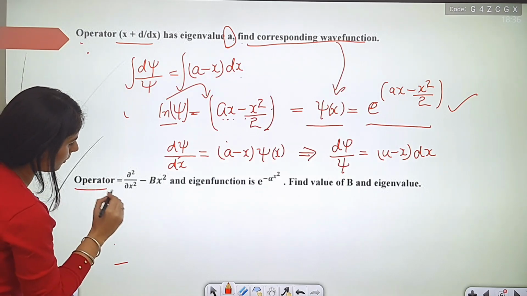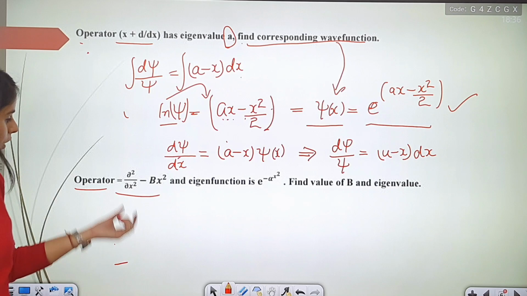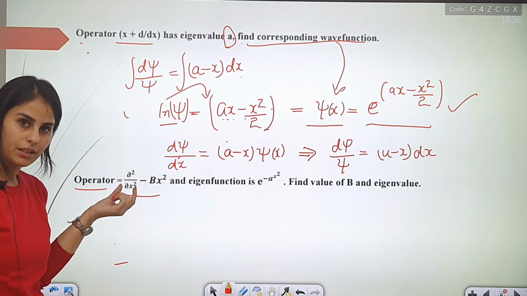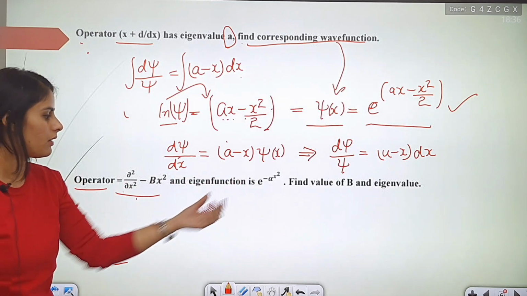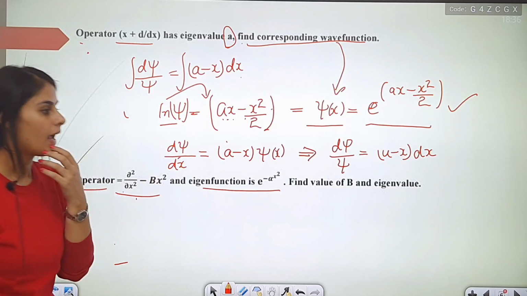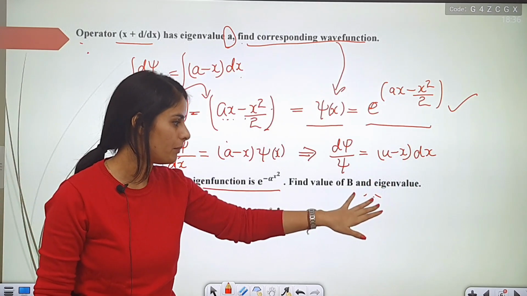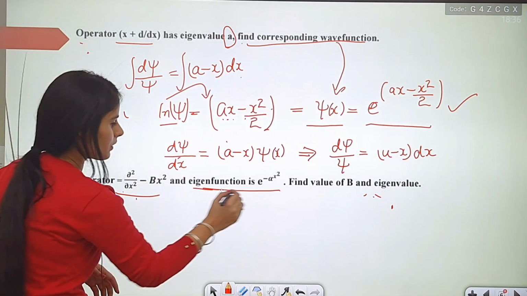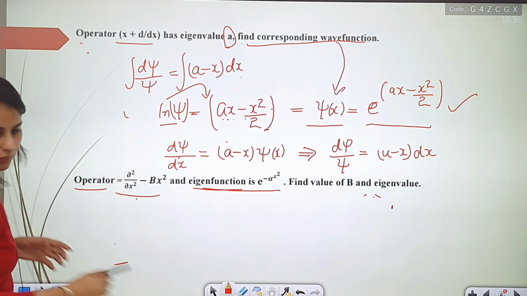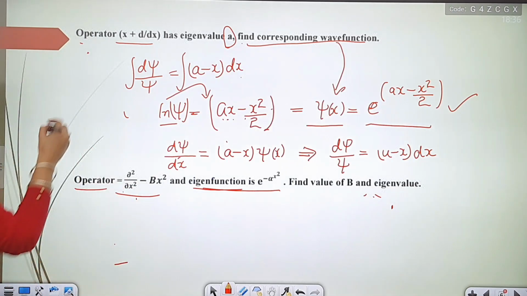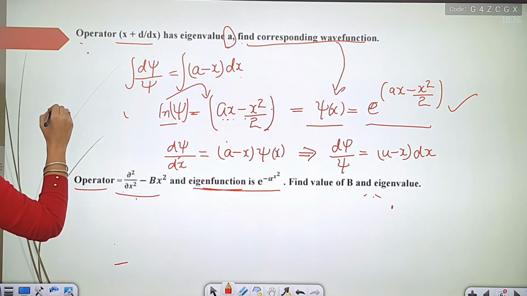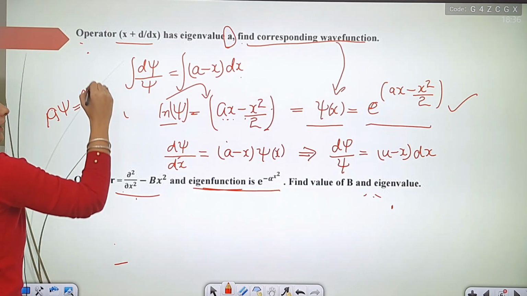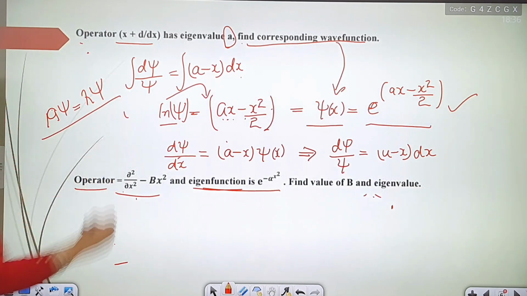Here we have this operator del square upon del x square. So from this very operator we are clear that we are supposed to take the double derivative of any eigenfunction that is given to us, and we need to find the value of b and also the eigenvalue. So this is our eigenfunction. As we know from the previous slide, when an operator, say A, works, it gives me eigenvalue times eigenfunction.